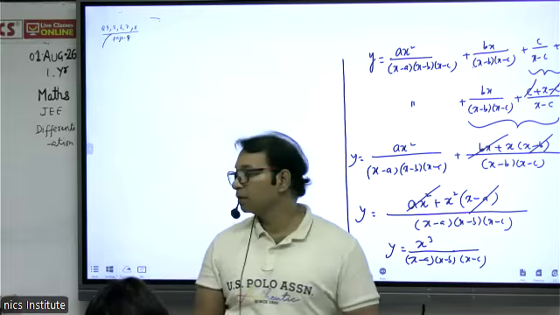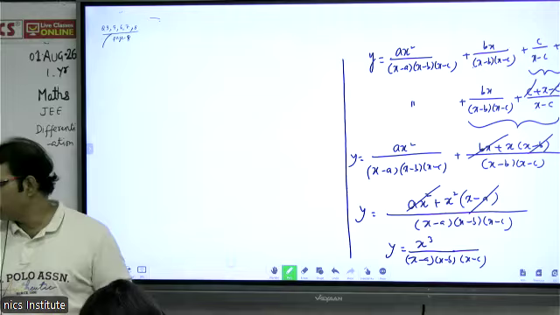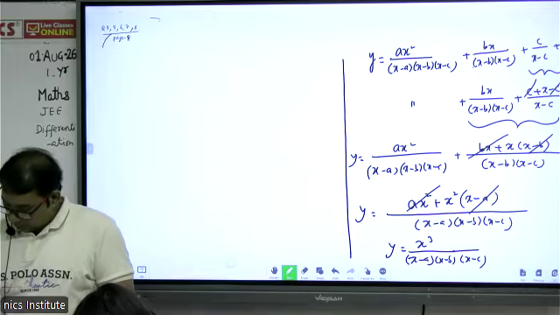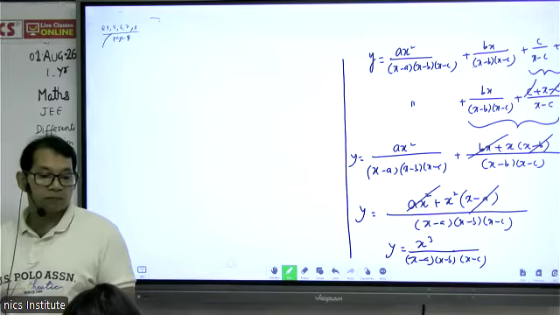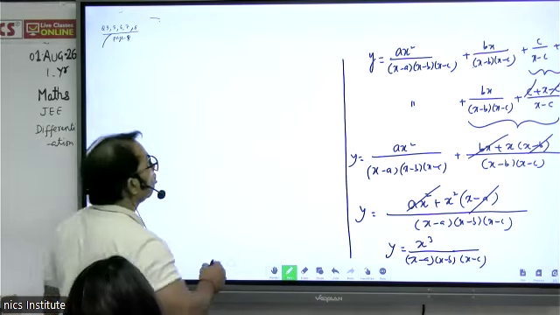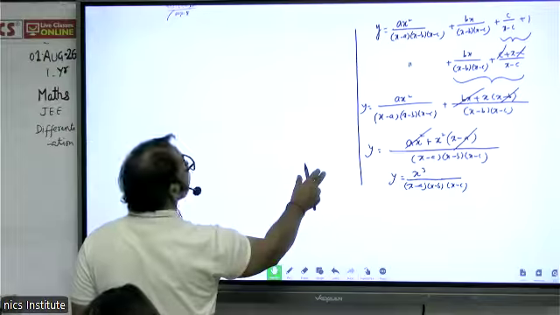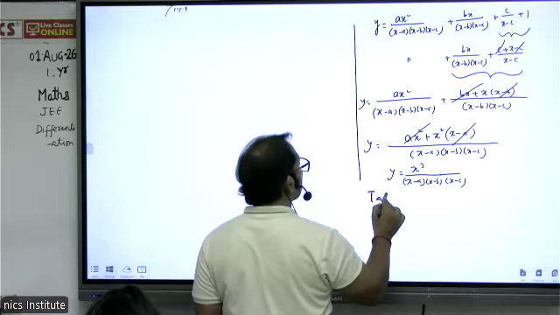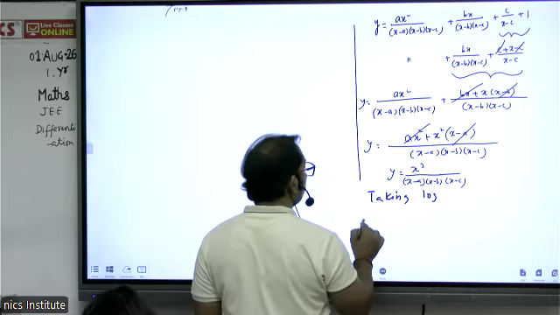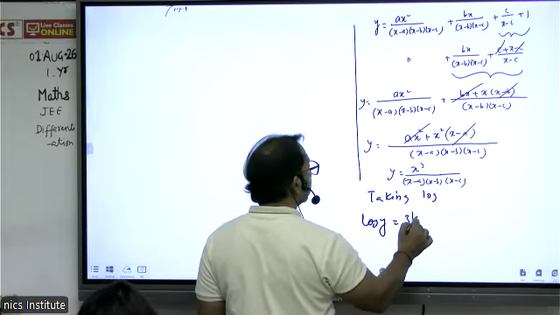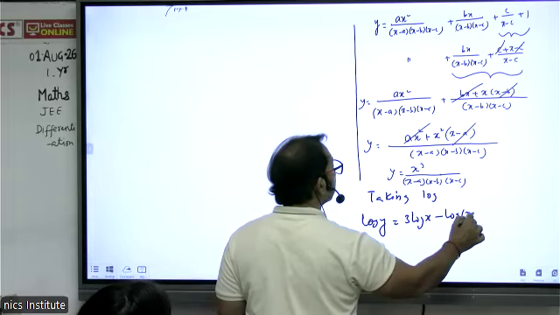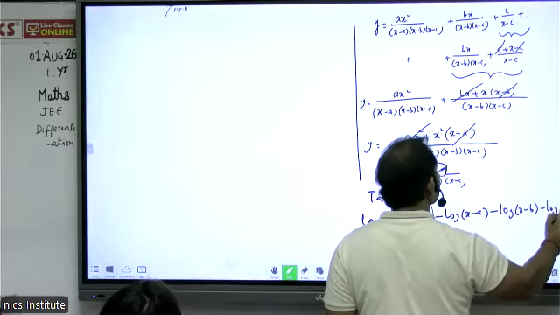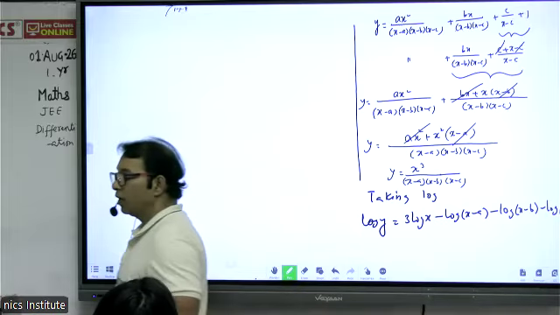मेरा एक एक्स्ट्रा 3 बच रहा है जो कहीं नहीं जा रहा। आएगा आएगा, थोड़ा सा दिमाग का यूज है, यूज दैट। नाउ टेकिंग लॉग, when I take log, it will be log y, it will be 3 log x using property, minus log x minus a, minus log x minus b, minus log x minus c. Now you can differentiate this.